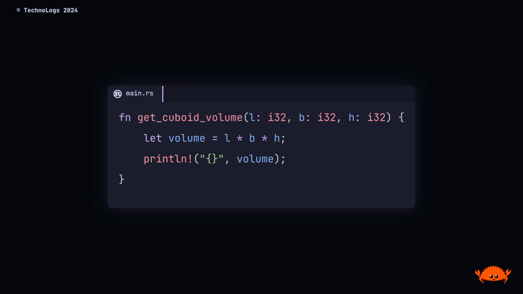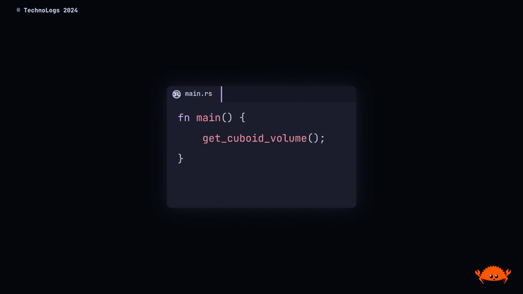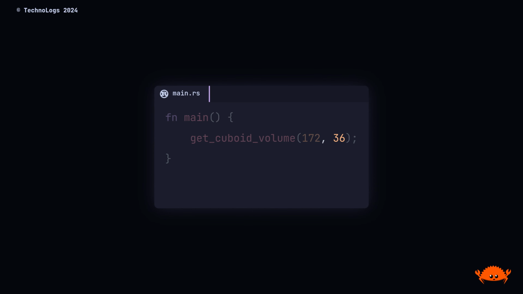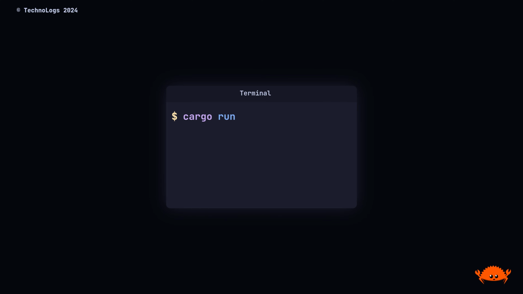Now let's go back to the main function and pass in the arguments when we call our function. Inside the brackets, we need to type our values, quite similar to how we define the arguments. I will pass in the length as 172, the breadth as 36 and the height as 8. Now let's go back to the terminal and run our project. It will output 49,536, which is the volume of our cuboid. Great! Now we can call our function with different dimensions and print out the result.